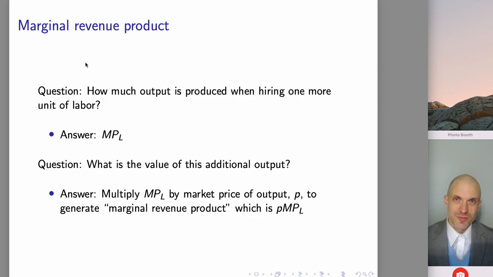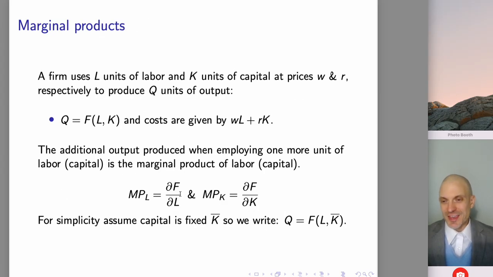So let's just reflect on the questions that these things are helping us answer. If we want to answer the question of how much output is produced when hiring one more unit of labor, the answer is look at your marginal product of labor. To calculate that, we take the partial derivative of our production technology with respect to labor. That's my marginal product of labor.